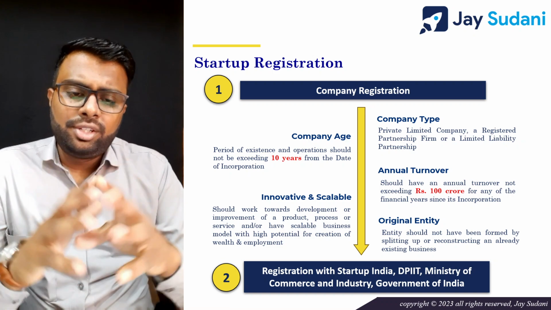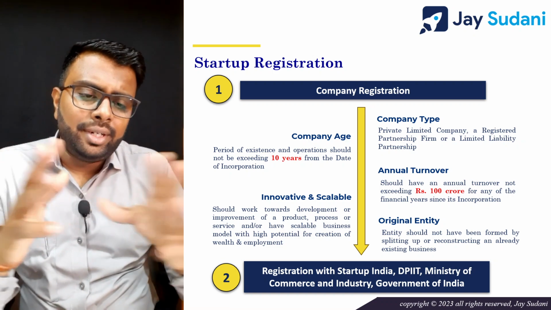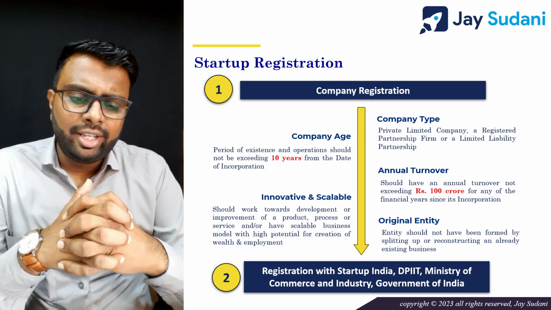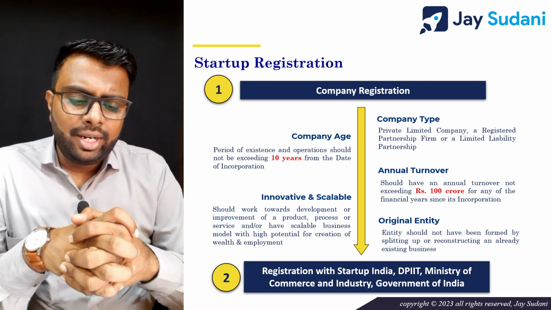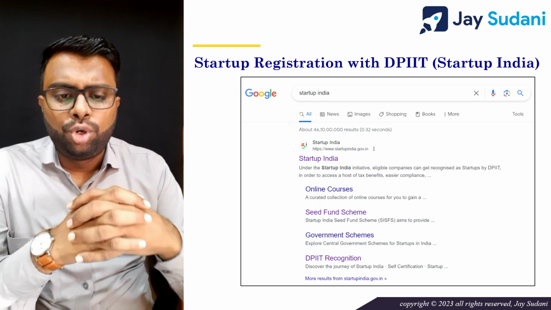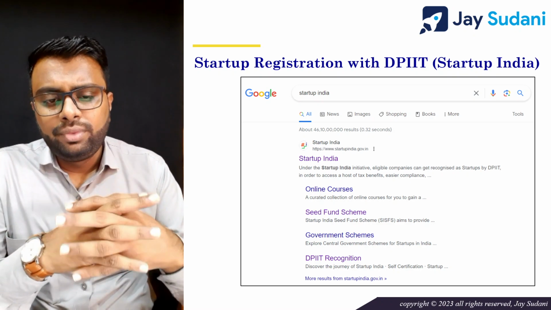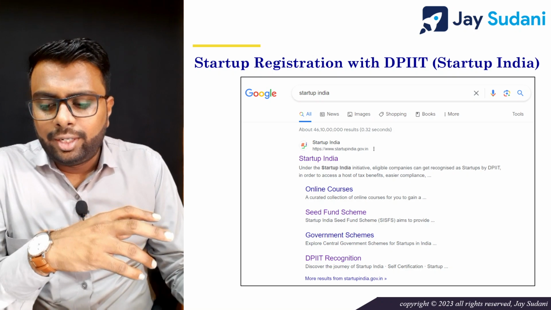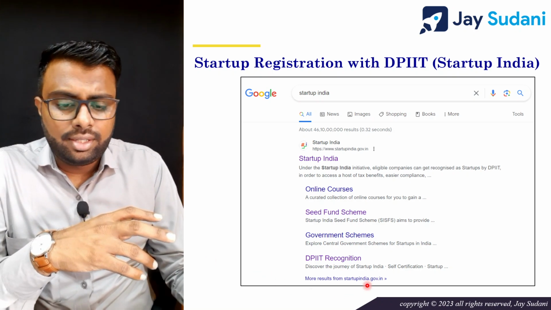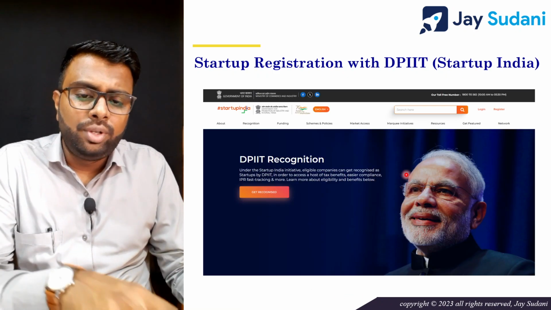So now once you have registered the company, and if you have all these 5 parameters in place, validated, then you can apply for startup recognition with the Startup India team, DPIIT. How do you do that? After the company registration that you have done, you go to Google, search Startup India, and then you can see here it is DPIIT recognition. You can click on that. You will see the screen.